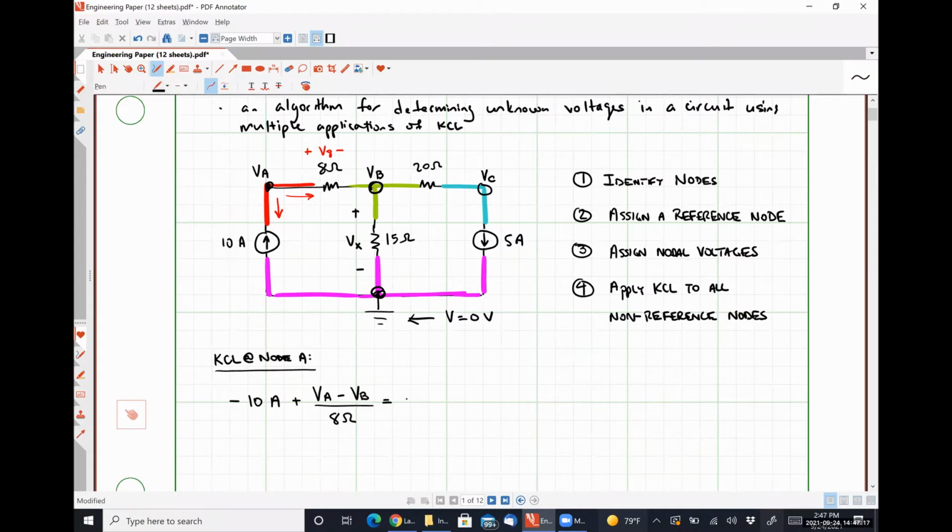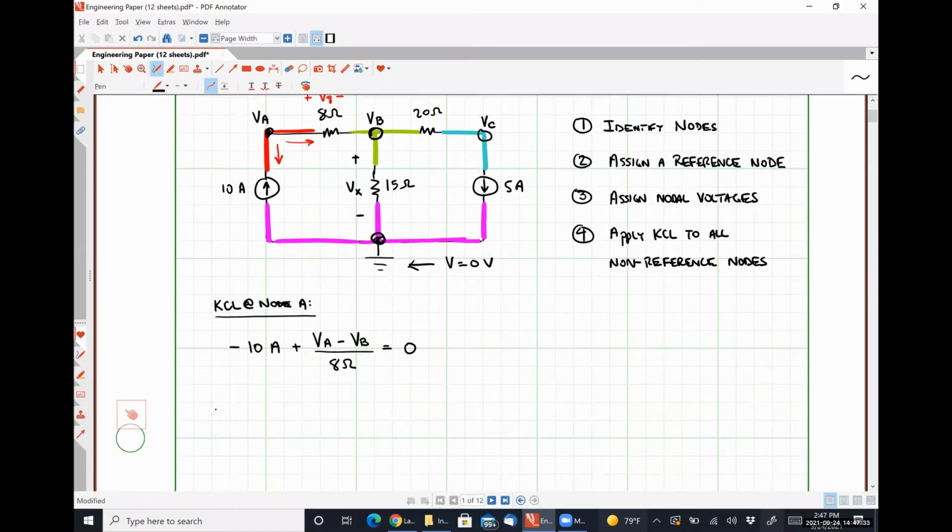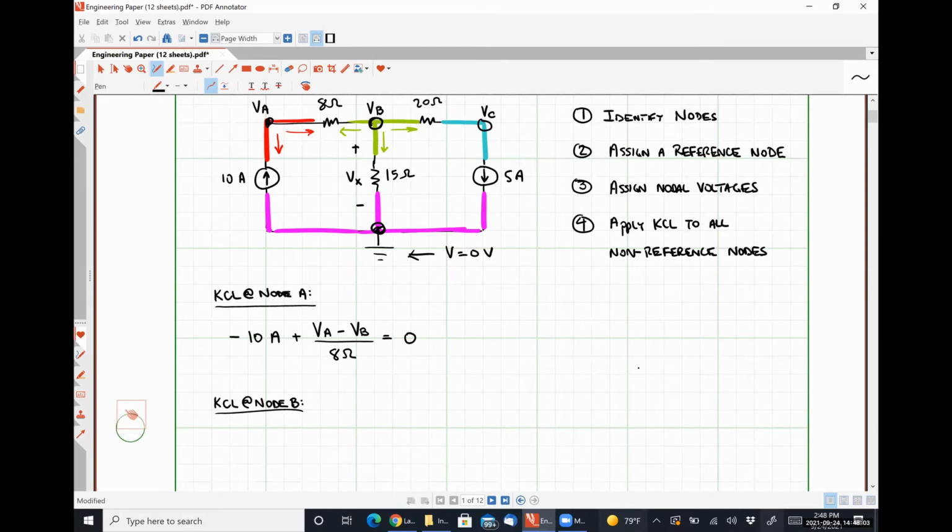Then I set this equal to 0 because my Kirchhoff's current law equation should only have 2 contributions, because we were only adding 2 currents together. I would then apply KCL at node B. So I'll draw these currents. We're now going to have the current flowing to the left through the 8 ohm resistor, the current flowing down through the 15 ohm resistor, and the current flowing to the right. We're going to add these 3 terms together and set them equal to 0. So test it.